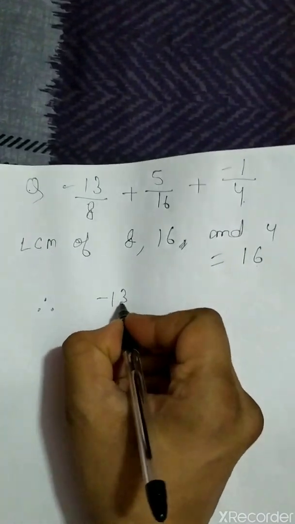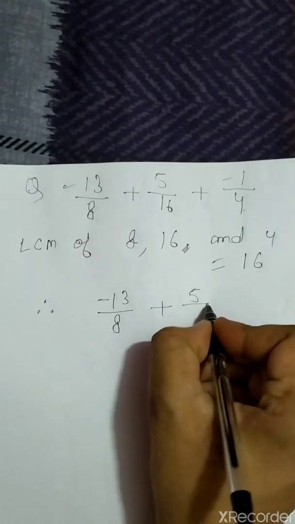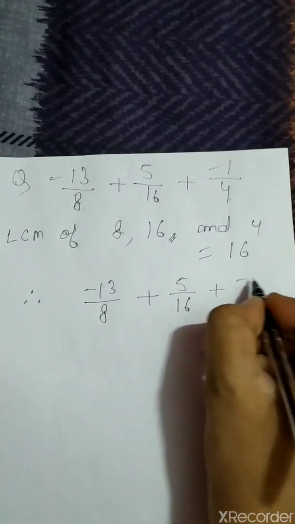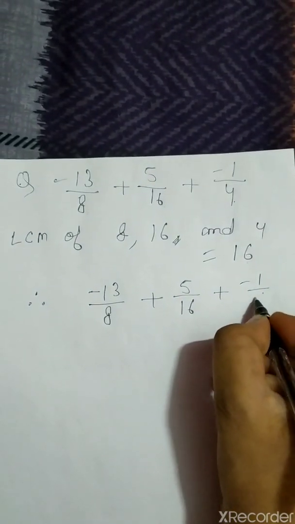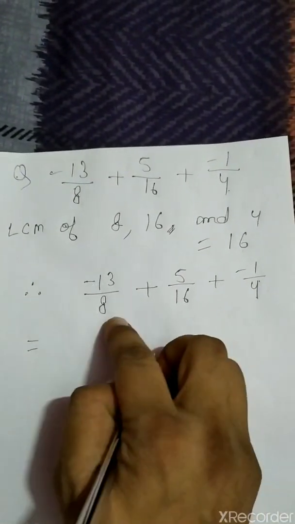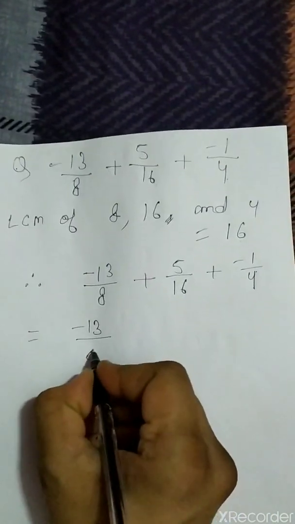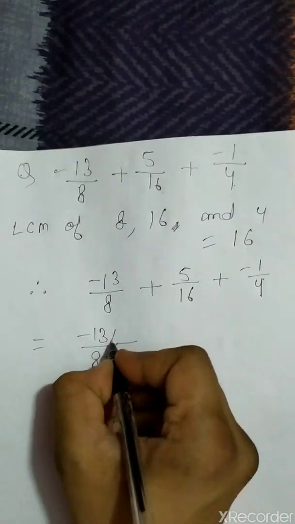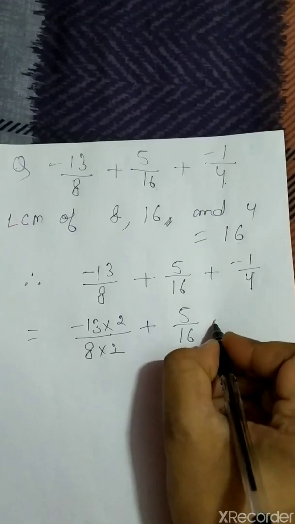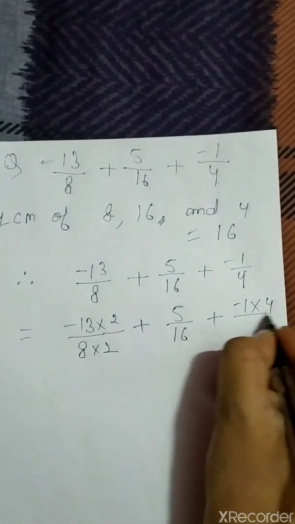So minus 13 by 8 plus 5 by 16 plus minus 1 by 4. Okay, this is the question. So first make the denominators equal to this LCM in every number. Minus 13 by 8 into 2, and here it is already 16. Here minus 1 into 4 and 4 into 4.